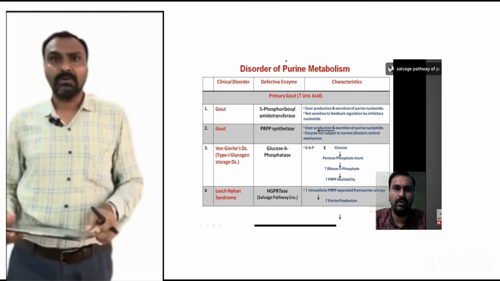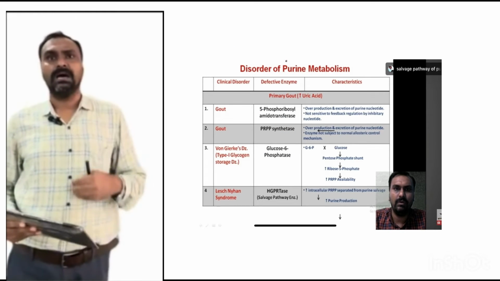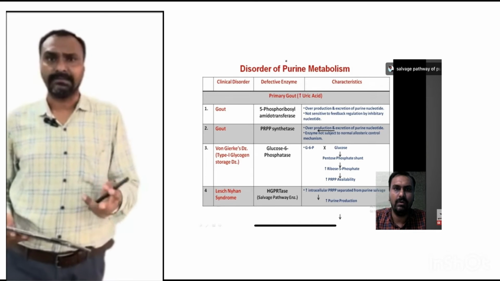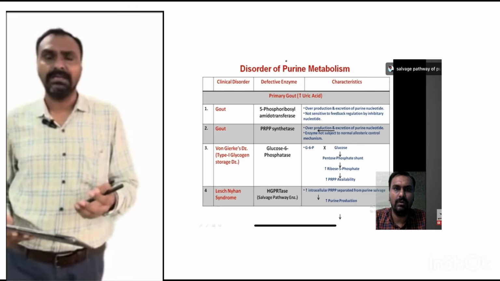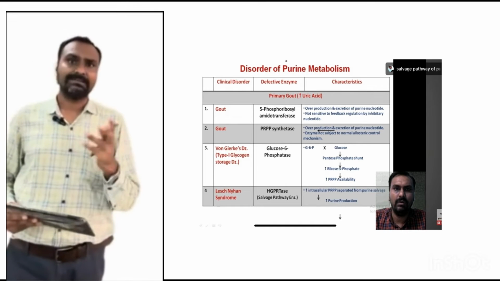Now, what will be the primary cause of gout? Causes of primary gout are two enzymes. Overactivity of phosphoribosyl amidotransferase and PRPP synthetase leads to primary gout, while two enzymes' deficiency also causes it. What are these two enzymes?